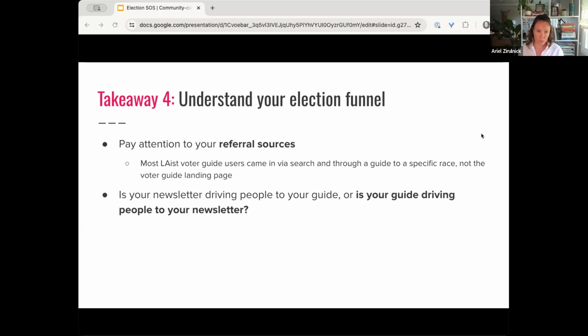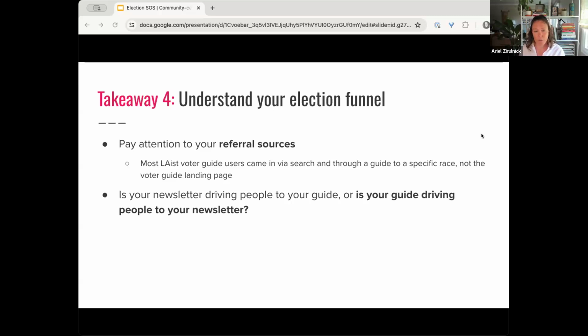It wasn't enough to do a really good job of that on the election landing page. Another thing to think about, probably most people here have at least a regular daily or weekly newsletter for their publication. You might be considering making an election-specific sort of pop-up newsletter.